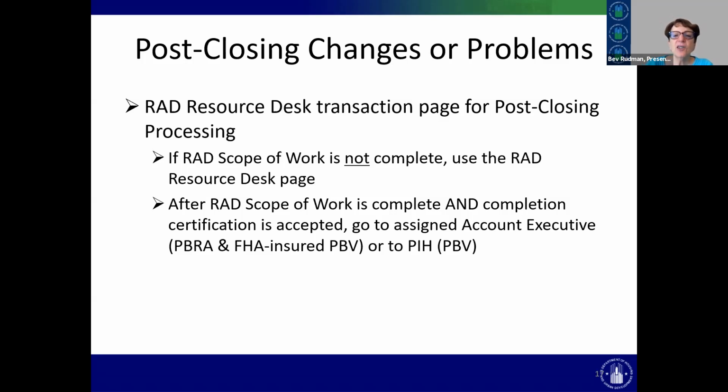The other is, is the scope of work complete? If the scope of work's not complete, use the RAD resource desk page for post-closing processing and tell us what is the problem and what you need us to help for. There's a way to do it there. And then we will be the ones who will guide you through the solution. If the scope of work's complete and your completion certification has also been completed and accepted, then you should go to your PBRA account exec or go to PIH to discuss it if you have a PBV with no FHA. So that's what you do with those post-closing problems.